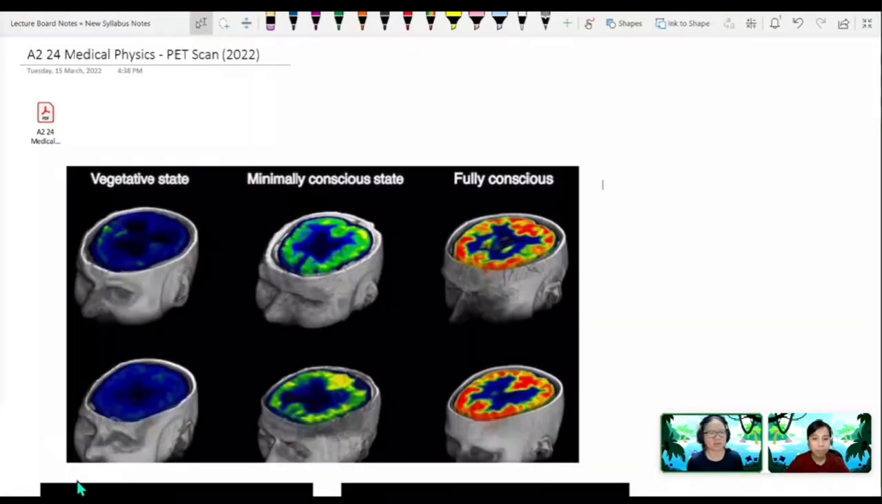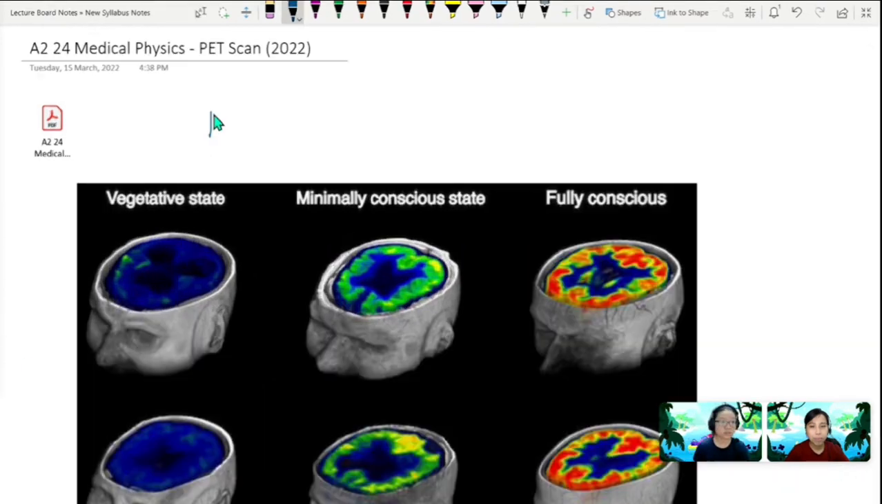So let's go back to where we started our PET scan journey. PET scan is positron emission tomography. It's in the name, my dudes. Of course, the positron here represents your beta plus annihilation event. And then the tomography is to show the 3D image.